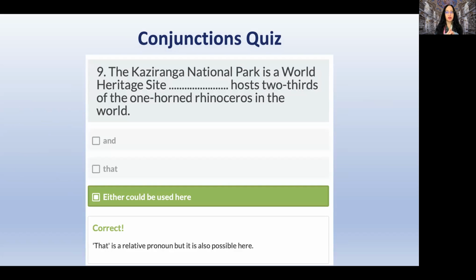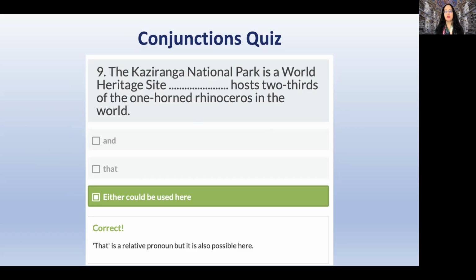Either could be used here. Let's practice. Remember, that is a relative pronoun, but it is also possible here to use the word and. Okay, so let's say these out loud using the conjunction and. The Kaziranga National Park is a World Heritage Site and hosts 2/3 of the one-horned rhinoceros in the world. That's the first one. Let's use the conjunction that, okay?